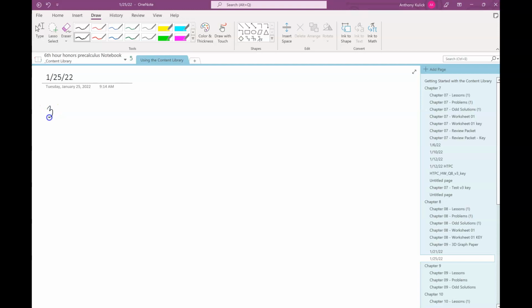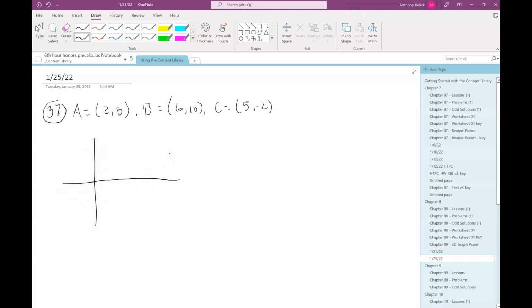All right. So it says we have some vertices for a triangle, and we want to find the side lengths and angle measures. So I would start by just sketching a little bit of a picture.